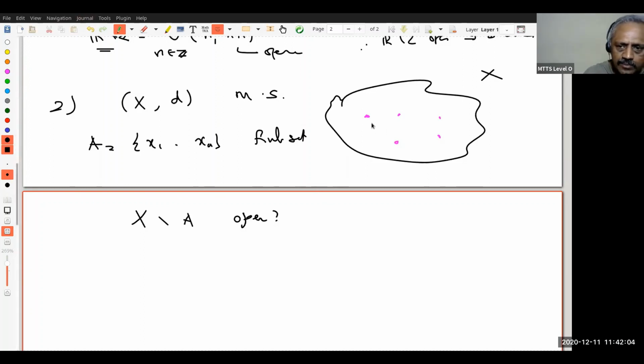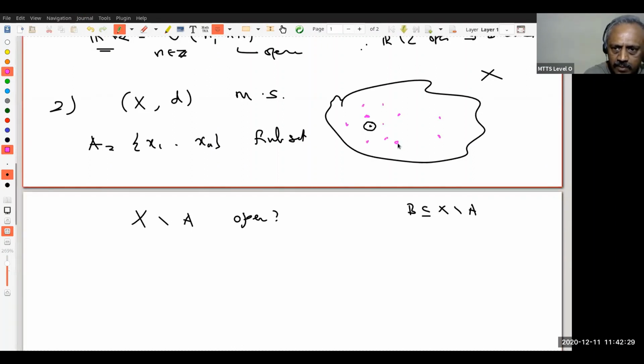Now let's look at that. If you remove a finite set, take any point here, I can always find an open ball around this point which avoids any of these points. That is, this open ball lies in X minus A. Okay, it avoids any of these points. Can you see that? It could look like this. But still I can avoid. Even here I can put a small one, right? Okay, just to develop intuition. We are going to give a proof rigorously, so don't worry about that.